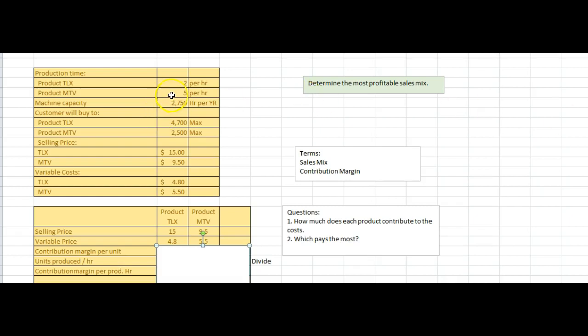I have a product 1, or TLX. We can make 2 per hour on the machine. Product MTV, we can make 5 per hour on the machine. And our machine has a total capacity of 2,750 hours per year. So the customer will buy at max 4,700 of the T product and 2,500 of the M product. The selling price is $15 for one and $9.50 for the other, and then we have our variable costs.